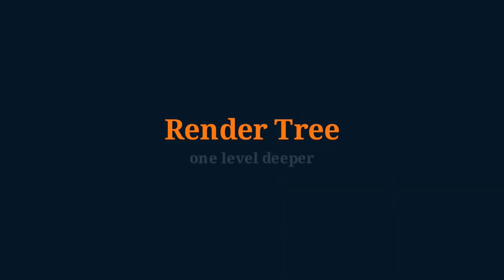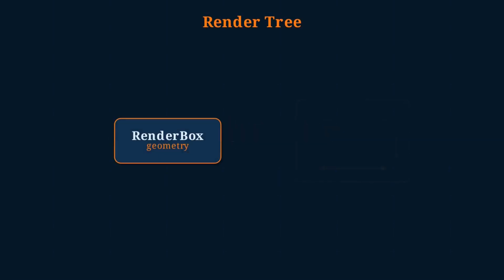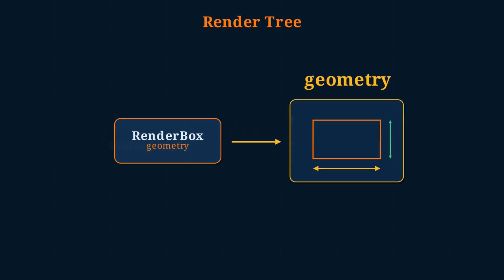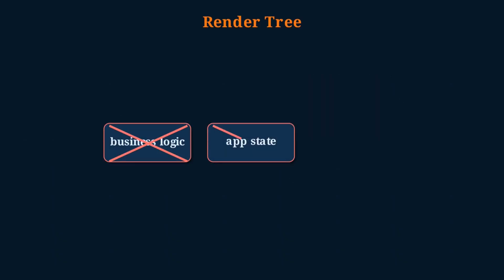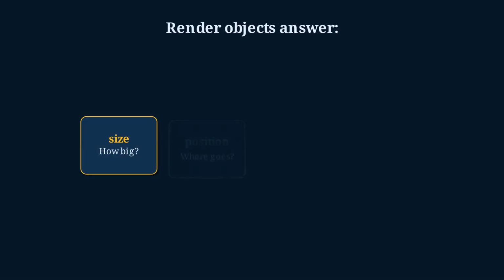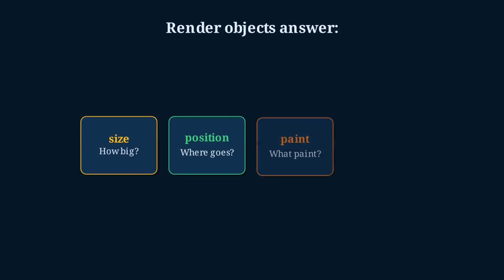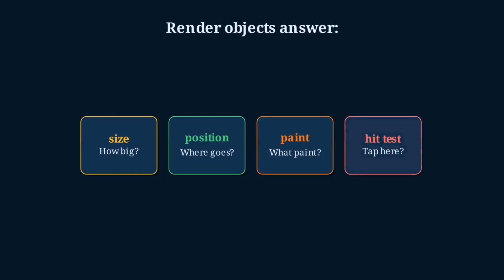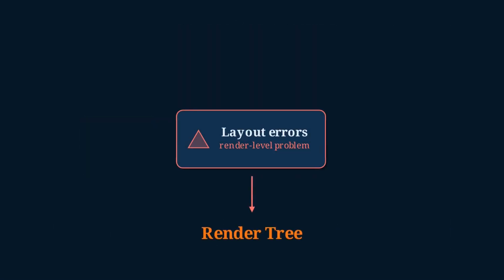Now let's go one level deeper into the render tree. The render tree is where Flutter thinks about geometry, not business logic, not app state. Geometry. How big should this be? Where should this child go? What should be painted? Should this object receive a tap? This is why layout errors are usually render level problems.